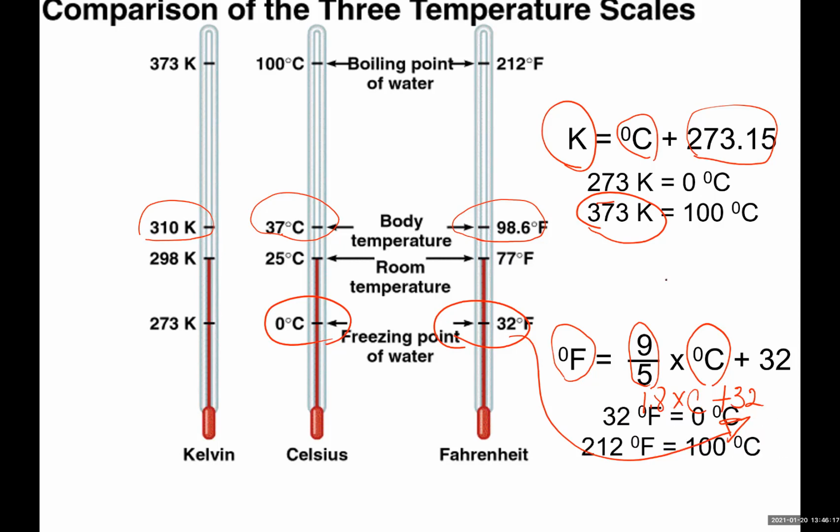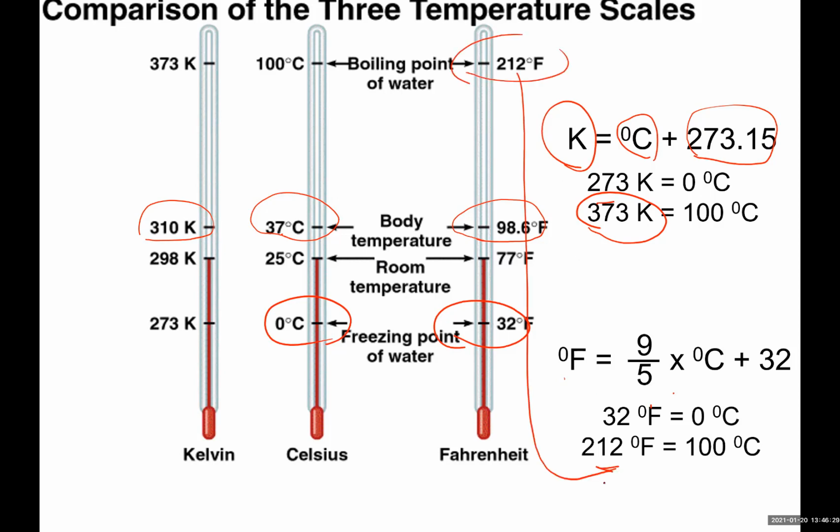And let's say boiling point of water in Fahrenheit, 212, is equal to 100 degrees of Celsius. This is the relationship between these two. And I can use that to convert Celsius to Fahrenheit, or the other way around, conversion of Fahrenheit to Celsius.